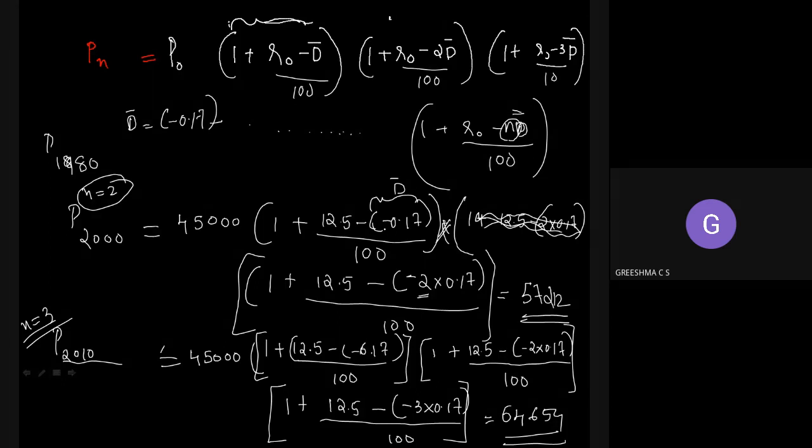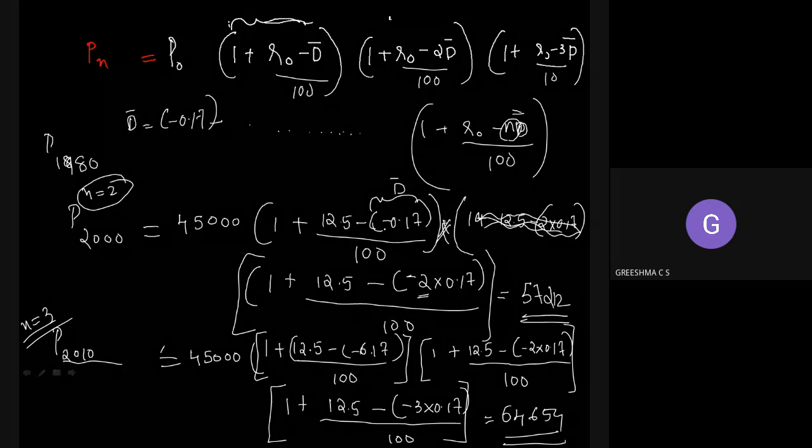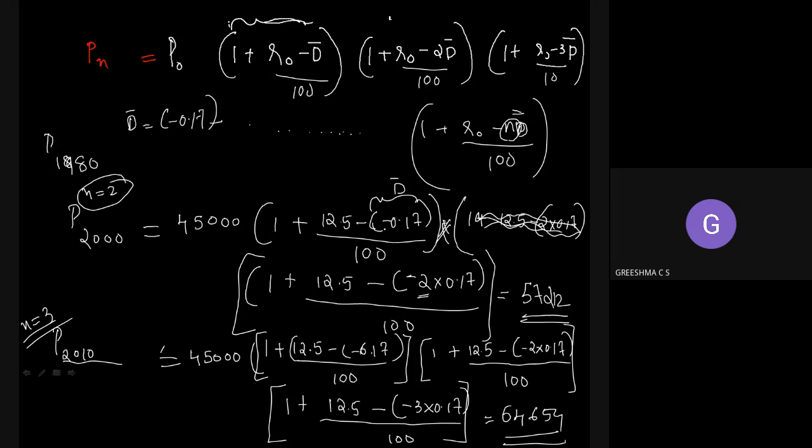So you have to take care about the sign of this d dash. See, d dash can be negative and it can also be positive. If it is positive, you can directly substitute in this equation. So that's about the decreasing rate of population, estimation of population using decreasing rate of population.